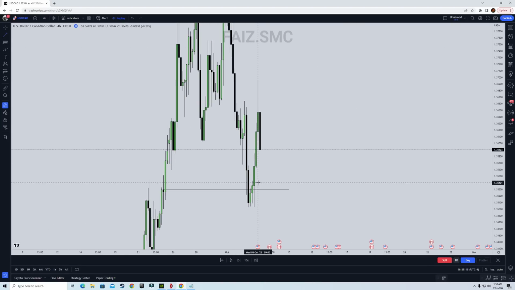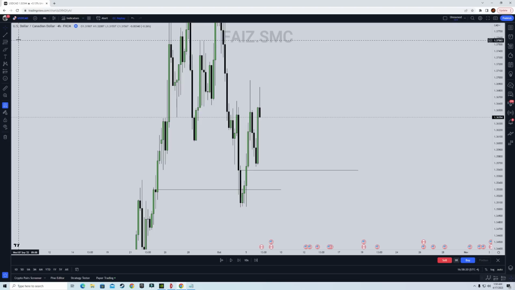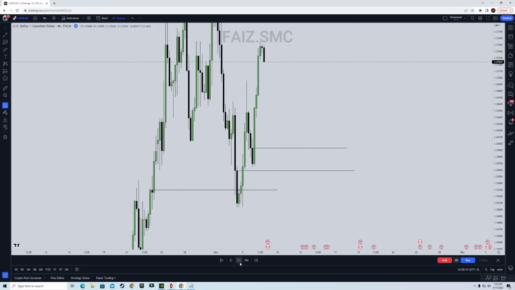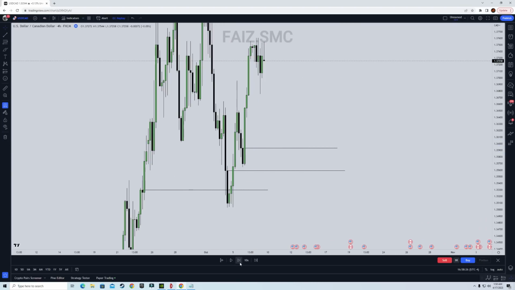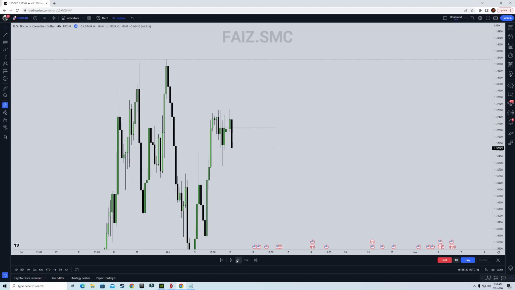Okay, we pushed back up crazily, so I'm waiting for price to come back into my auto block. This is my auto block or support level. Okay, so now this right here is my support level. Oops, my bad. Right there.